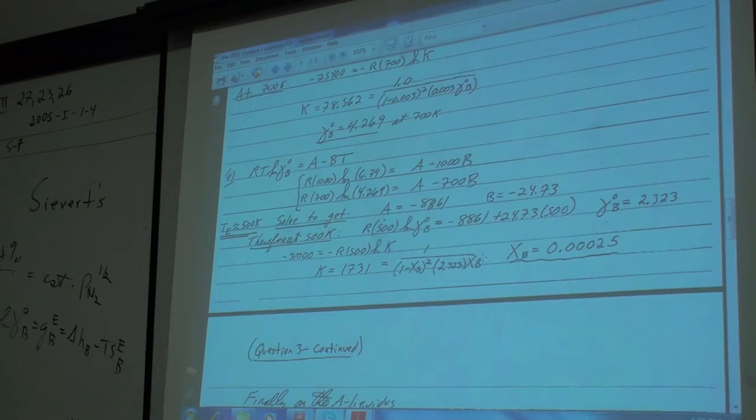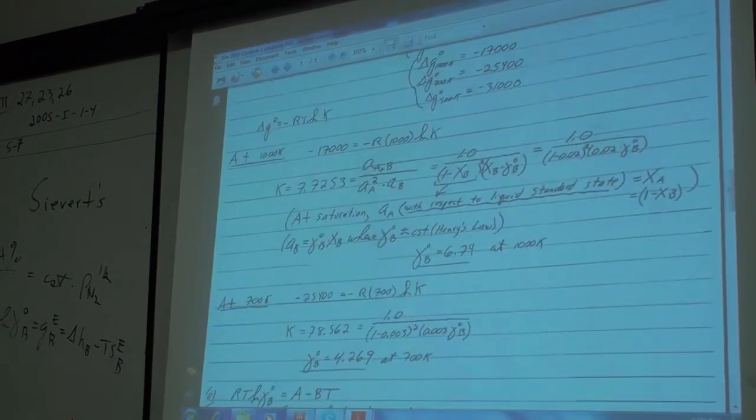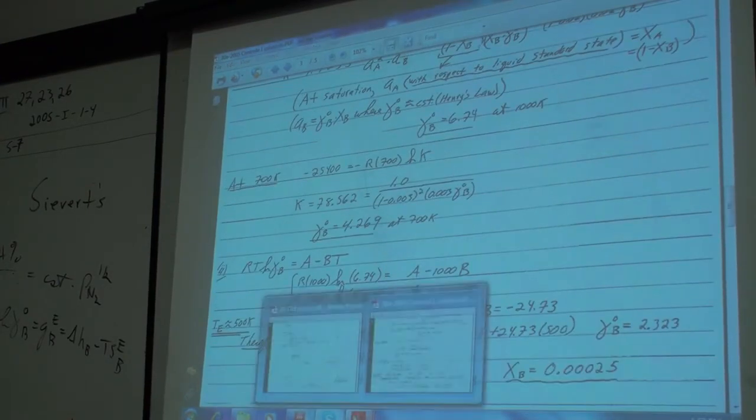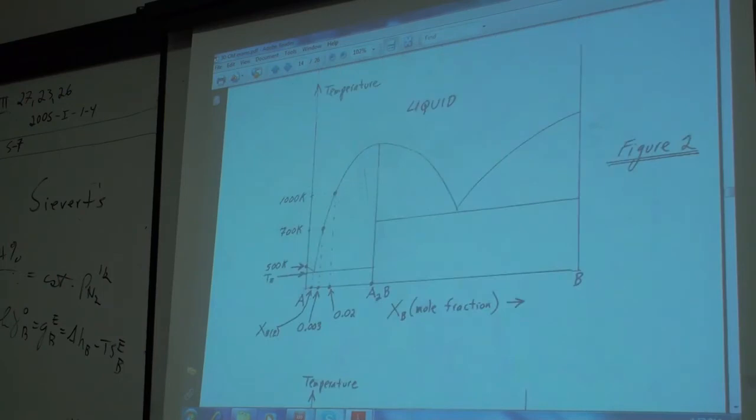No, the gamma Henry is not constant with temperature. You sometimes see this too, and it's wrong, but I've seen it done: say you have one temperature, you get the Henry activity coefficient gamma B, and they say, let's assume gamma B is independent of temperature. Well, no, it's not. Gamma B, Henry's law, is independent of composition at a given temperature, but it's not independent of temperature.